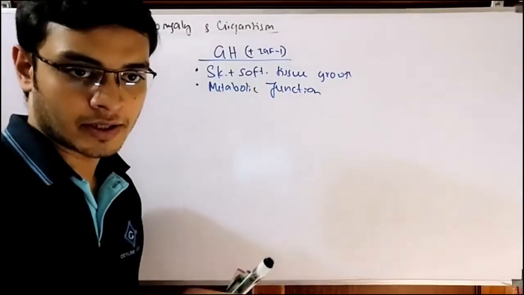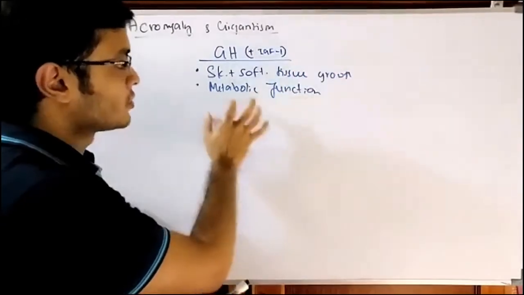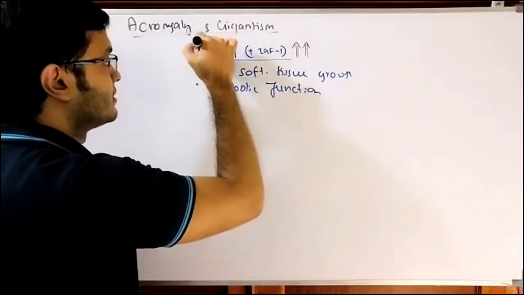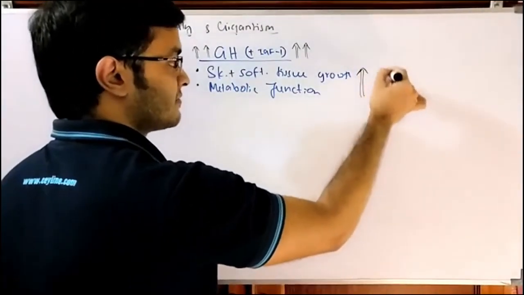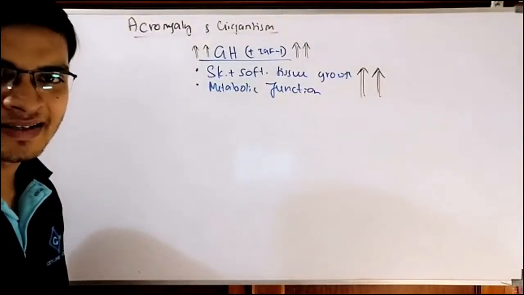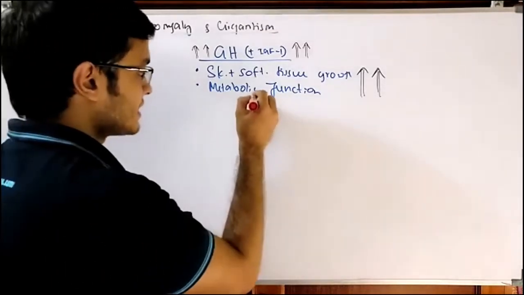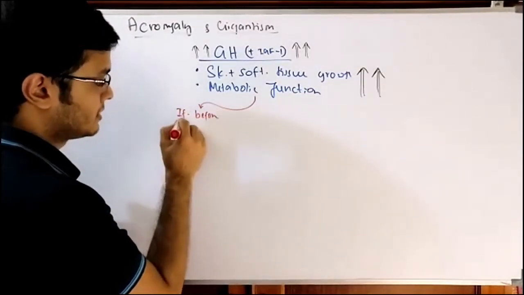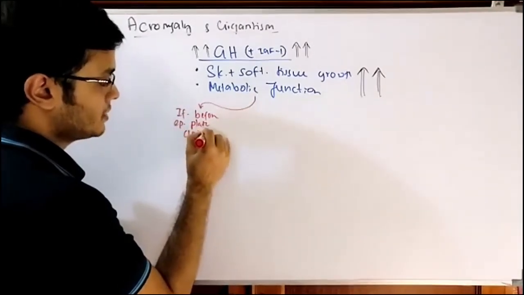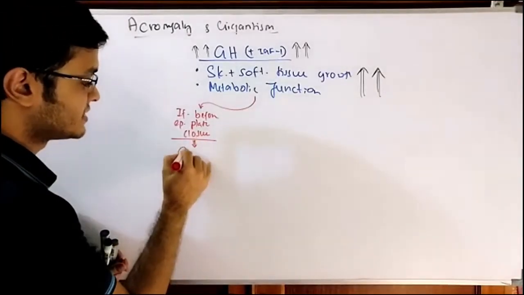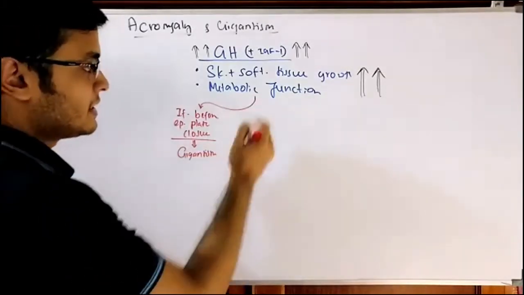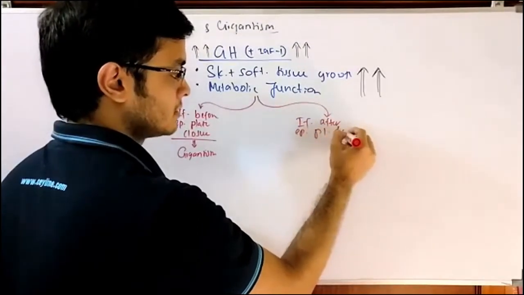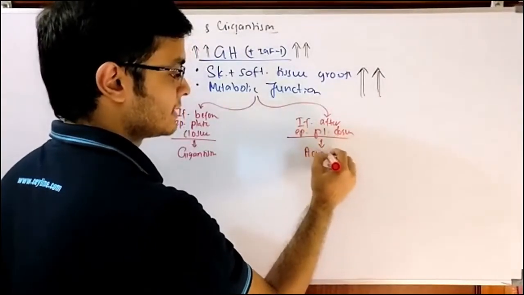Look at this. This skeletal and soft tissue growth and metabolic functions, if there is an excess, what happens? These things also become excessive. If there is an excess of growth hormone and IGF, and this excess occurs before epiphyseal plate closure, you can write that down, we call this condition gigantism. If it happens after epiphyseal plate closure, we call it acromegaly.